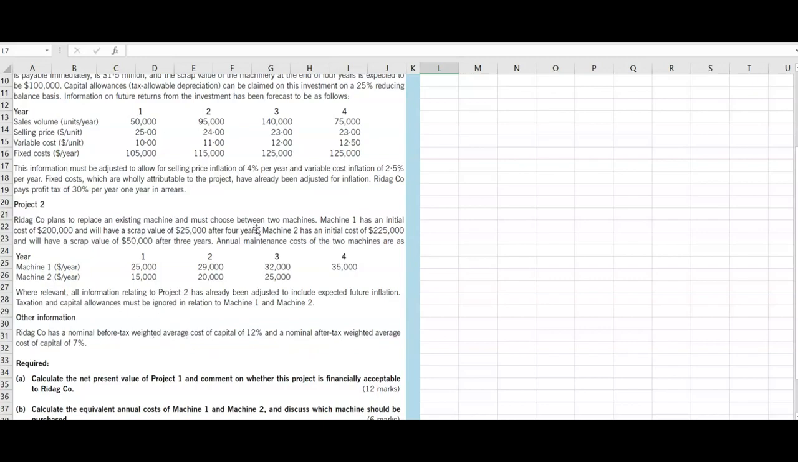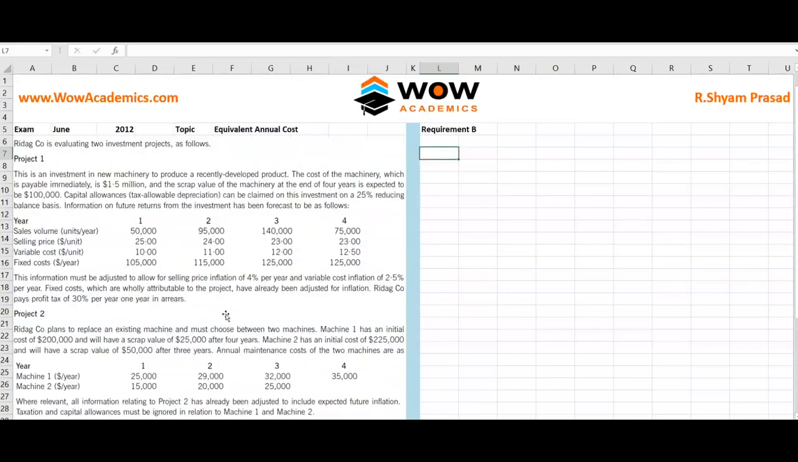See, as we are not going to take any tax here, all these numbers are before tax. We also have to use a before tax WACC only. Only when you are going to deduct tax from this information can you choose an after tax WACC. But these numbers are before tax, so choose before tax WACC. So we'll start from the machine 1 and machine 2 options.